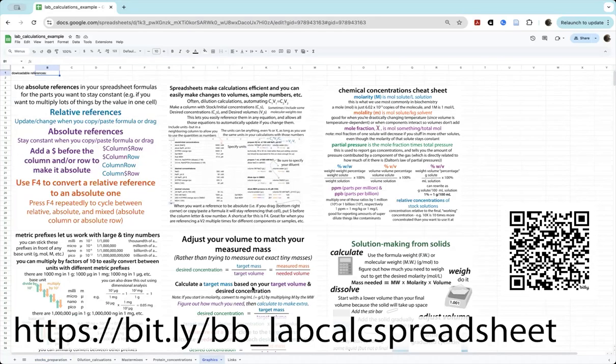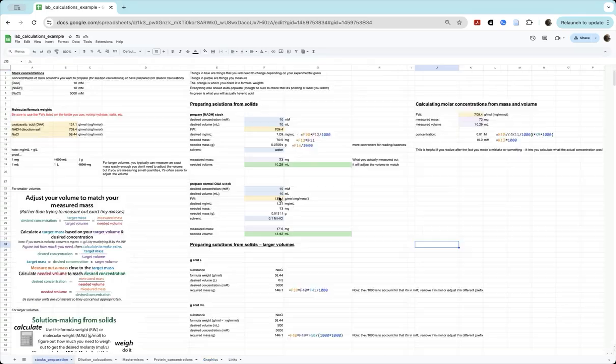C1V1 equals C2V2, as well as molecular weight conversions. These are all really great, and it's really important to know how to do them by hand. But once you know how to actually do them, then you can tell a spreadsheet to do it for you. So here is an example spreadsheet of the kinds of calculations that I have spreadsheets do for me all the time.